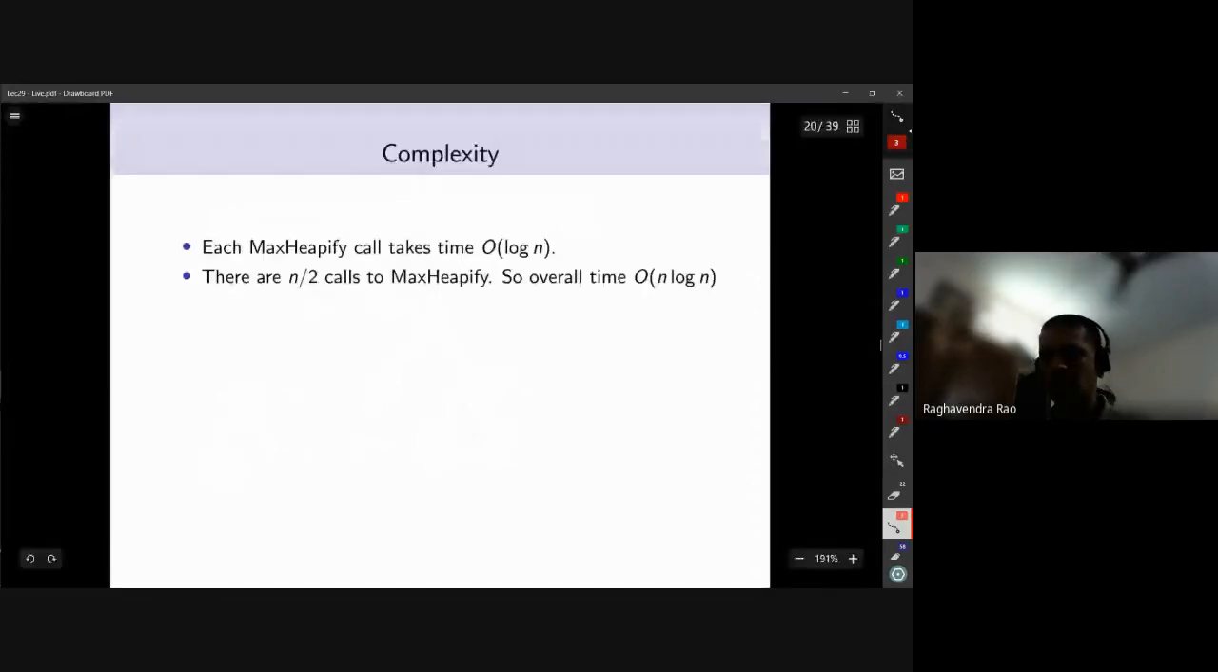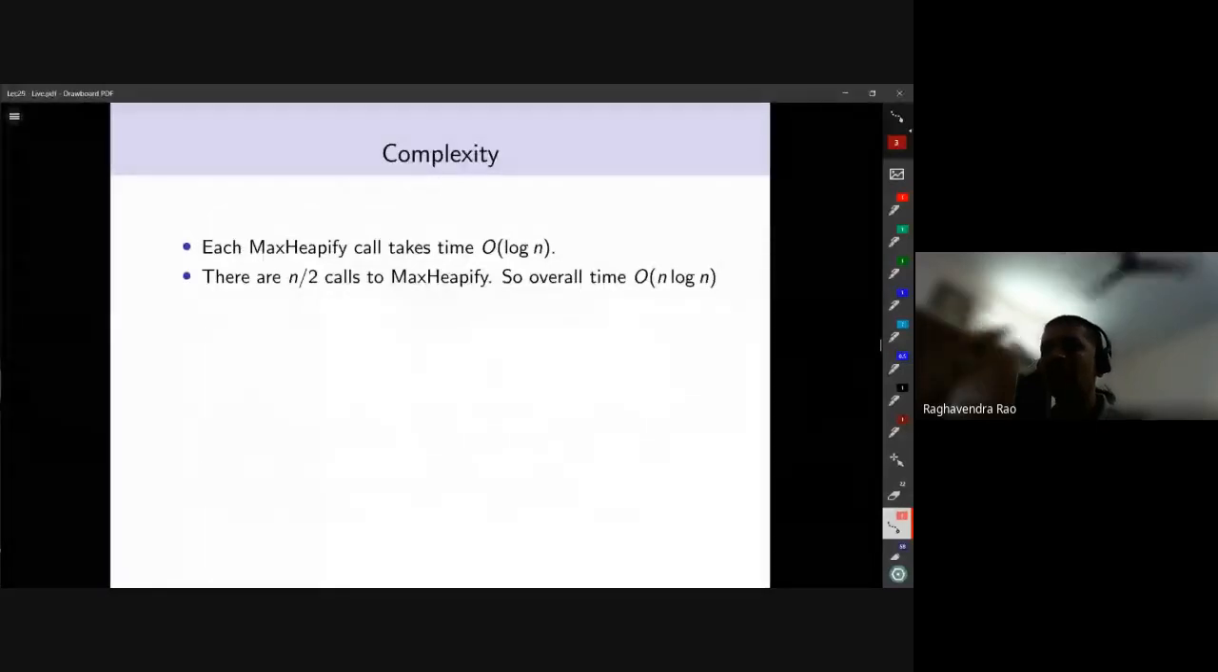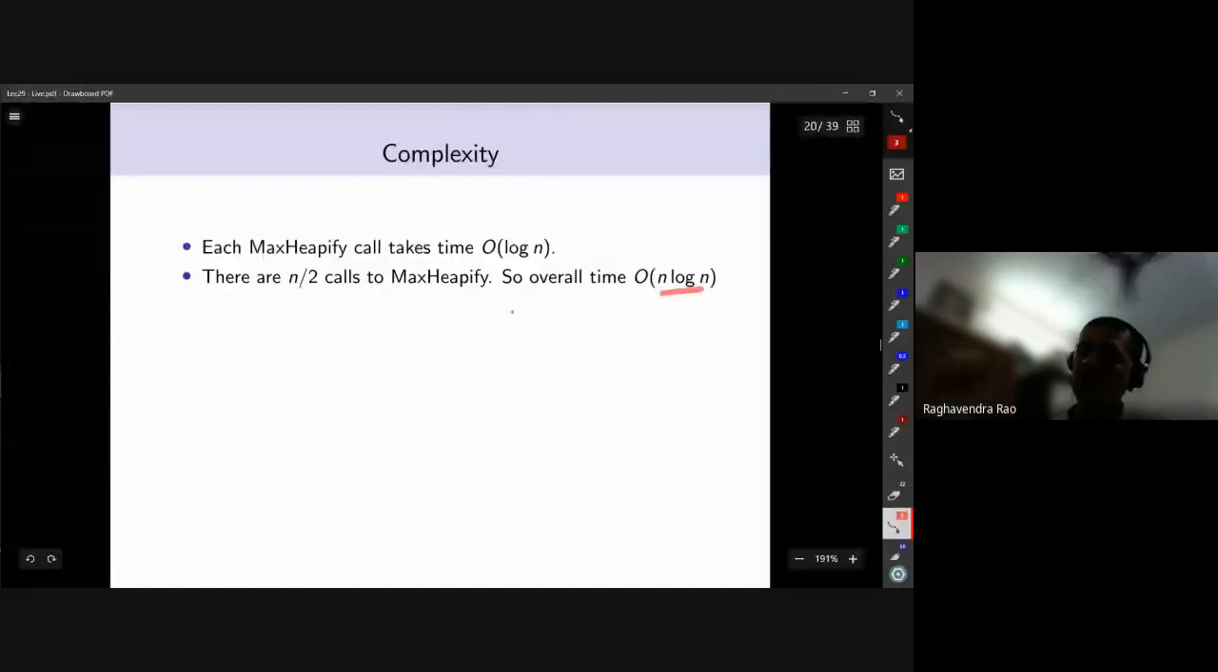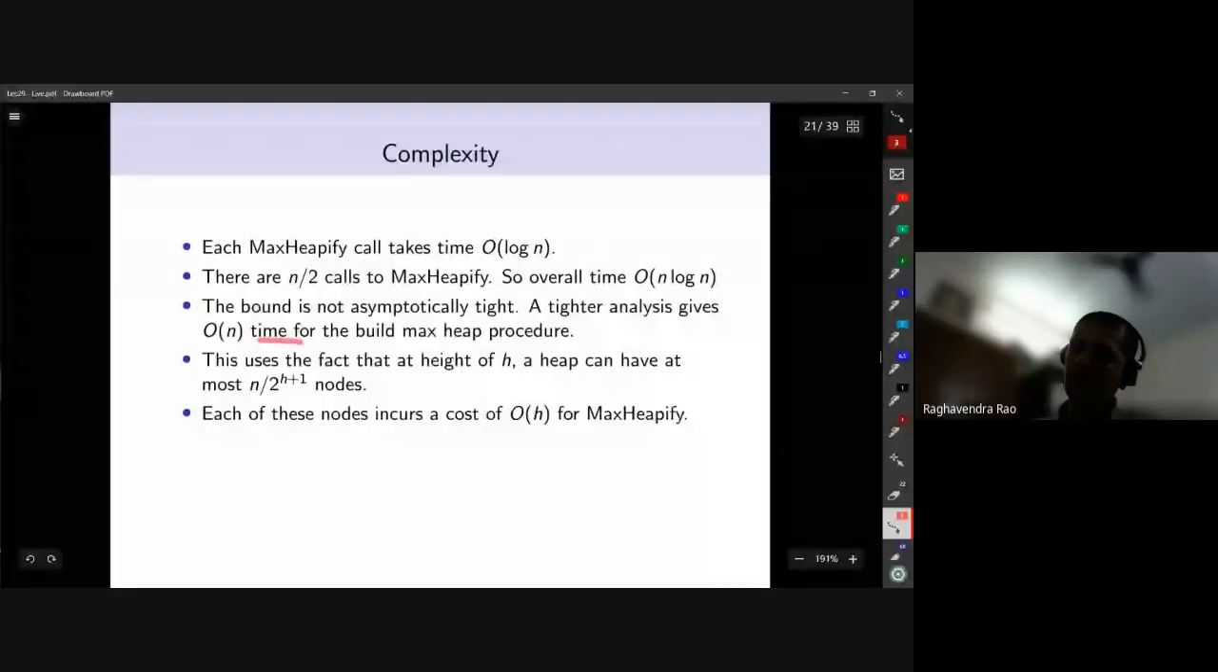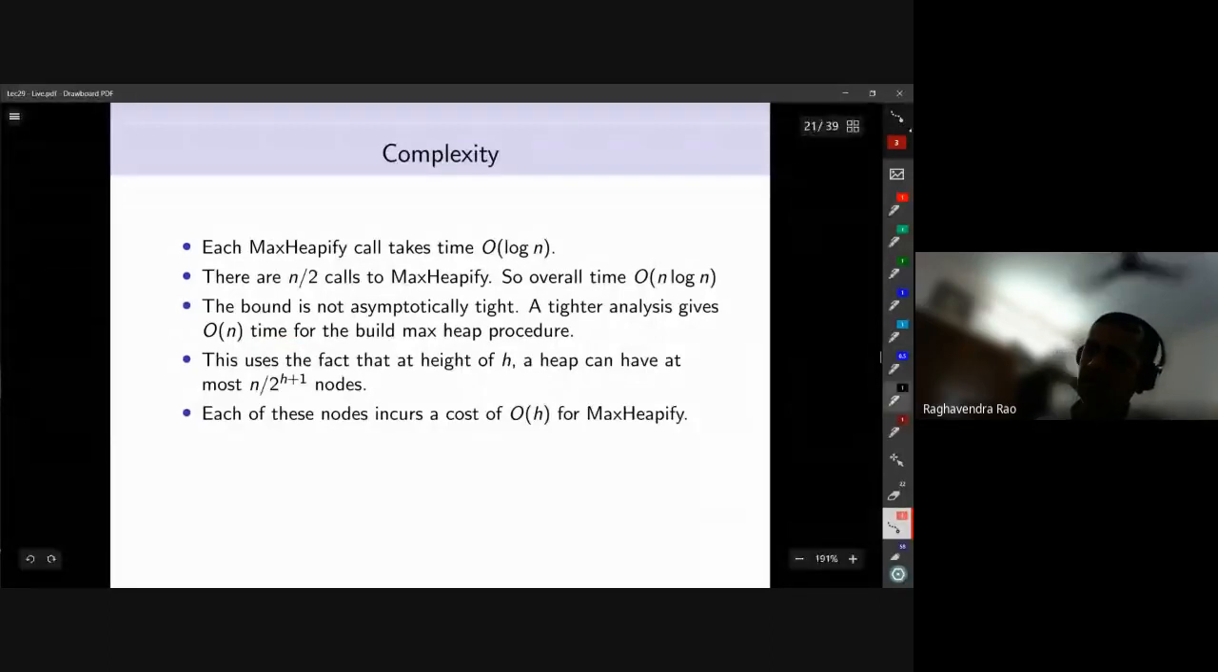The worst case height is log n, yes, agreed. But not every heap that you are going to call heapify on is of height log n. So this is kind of overkill. This is asymptotically not tight. So we can actually improve the analysis. In fact, the tighter analysis gives order of n time. The idea is fairly simple. This I'll leave as an exercise. I will not prove it. It's a fairly simple proof.